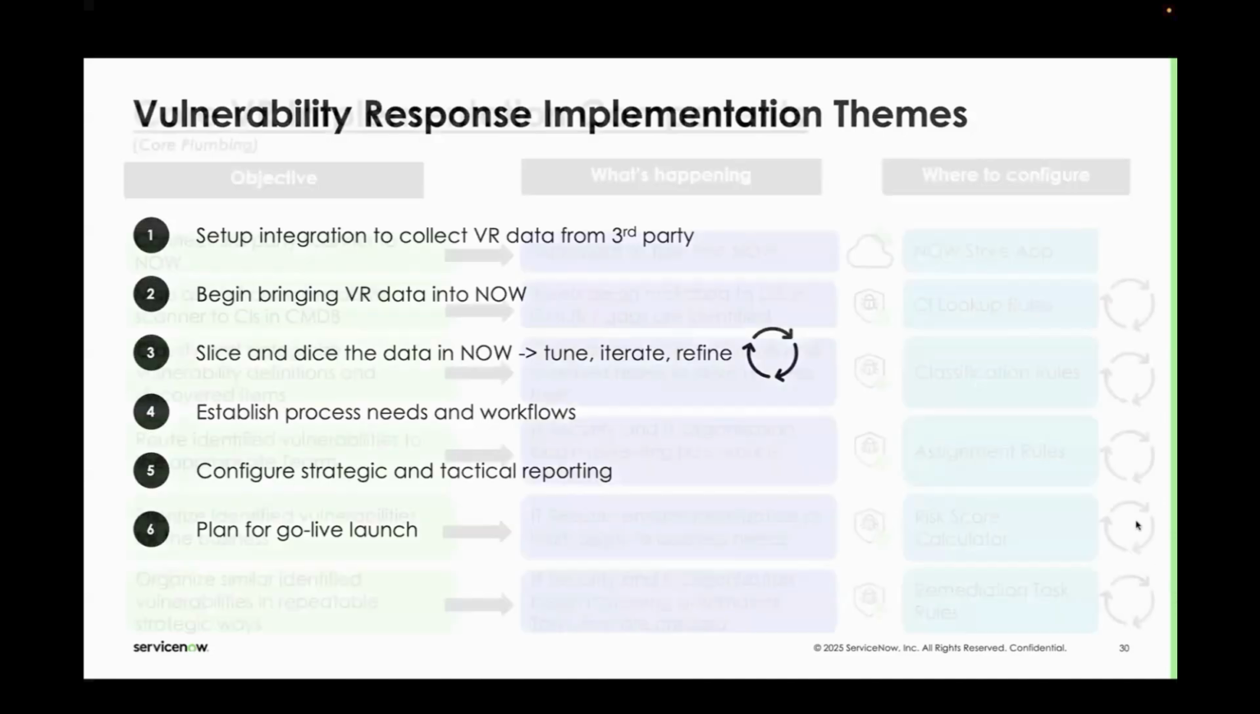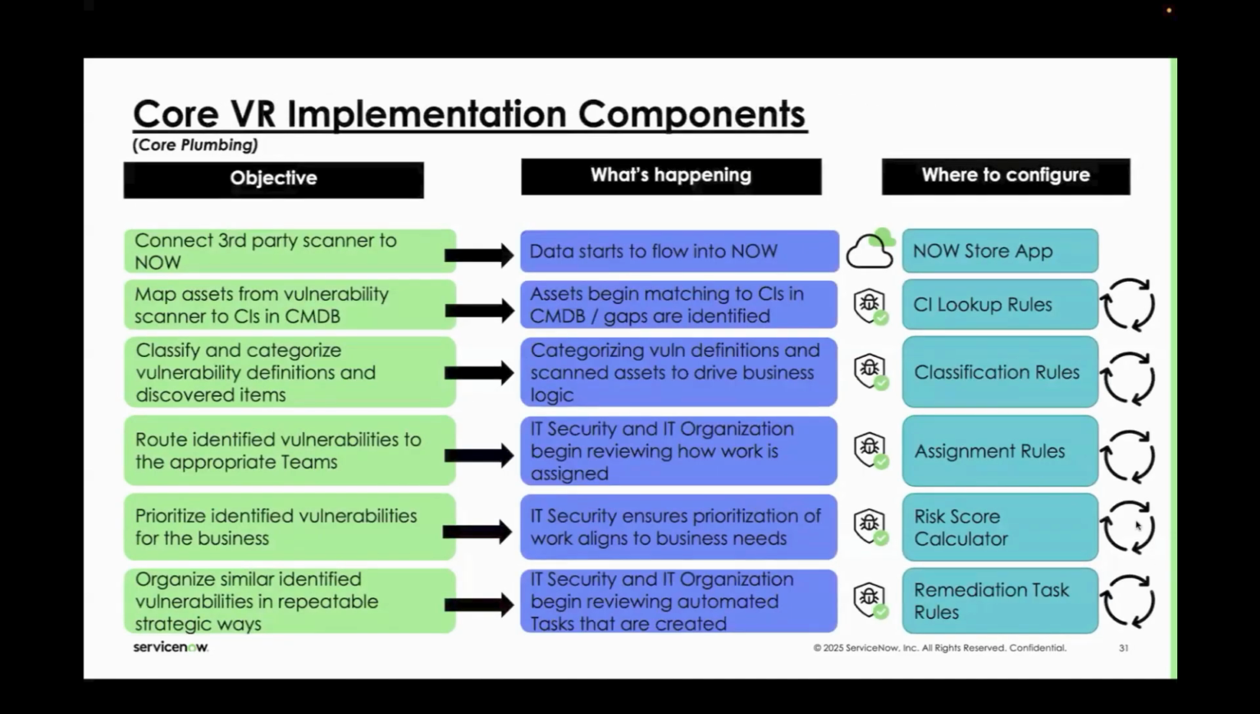Some more considerations when we talk about some of the components that you need to think about. I'm not going to read through all of this, but again, what are those tools that you want to integrate into ServiceNow? How do you want to handle it when that vulnerability scanner sends asset information to ServiceNow, but that configuration item does not exist in the CMDB? How do you want ServiceNow to handle that?